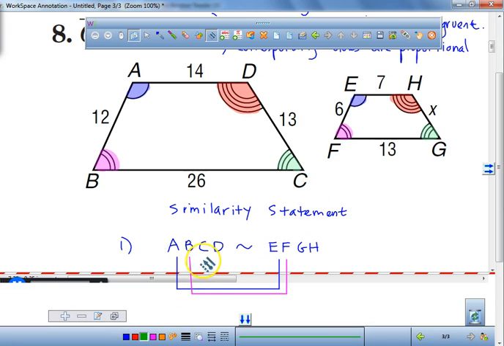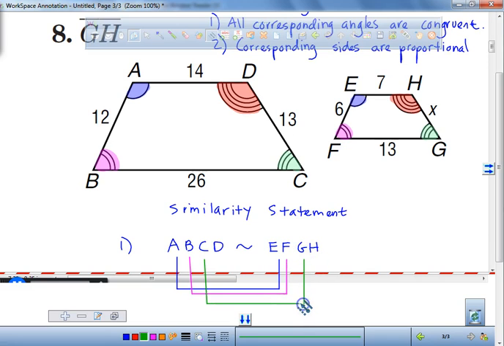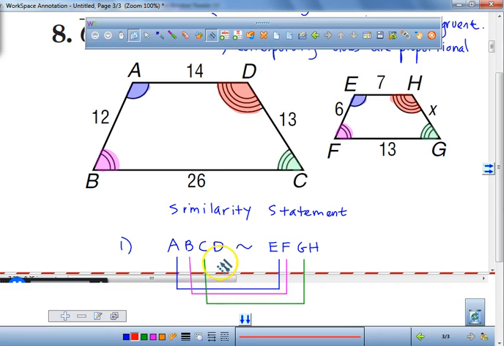Angles, I'm changing colors now. Angle C should line up perfectly with angle C. Yeah, very good. And last but not least, angle D should what? Line up with angle F.